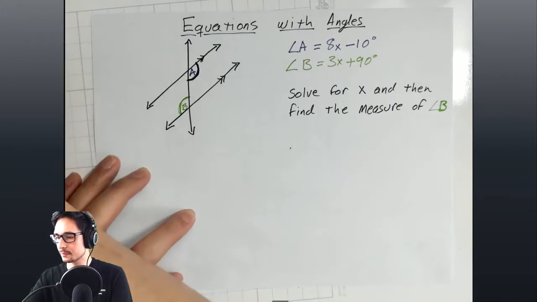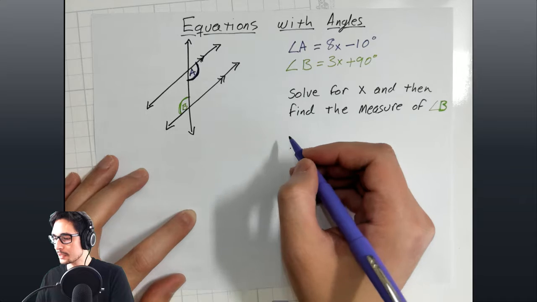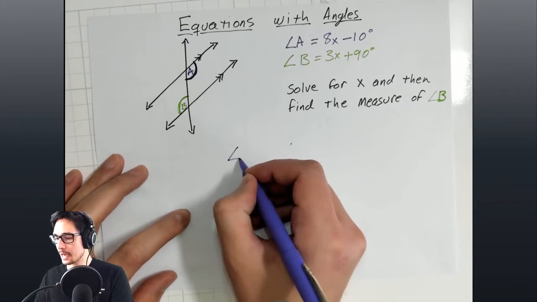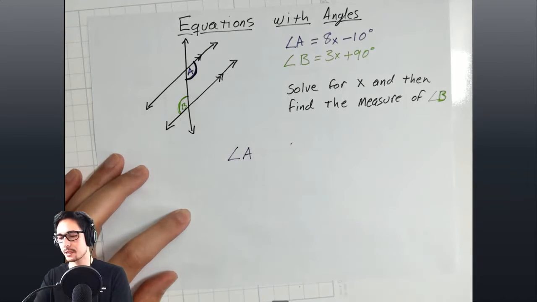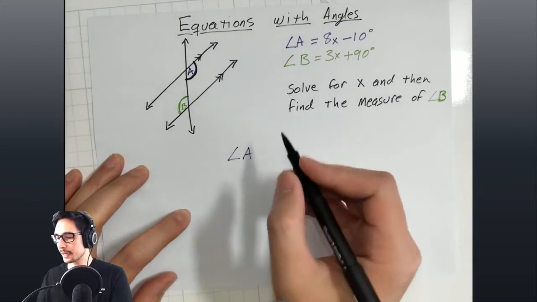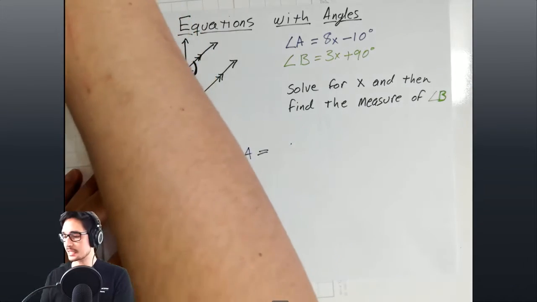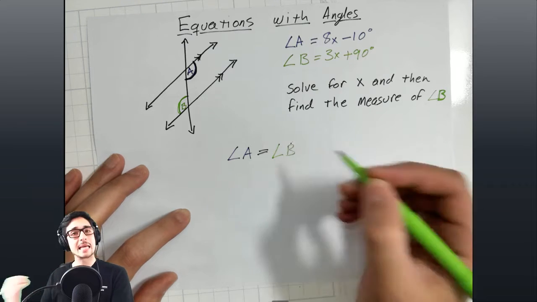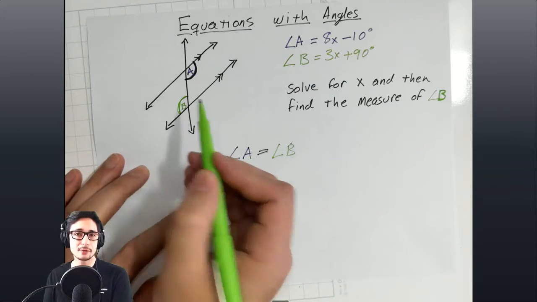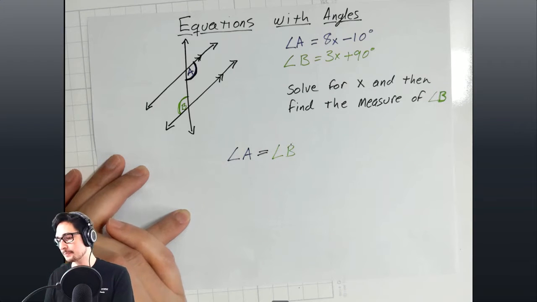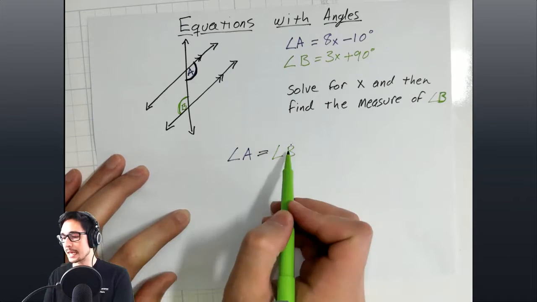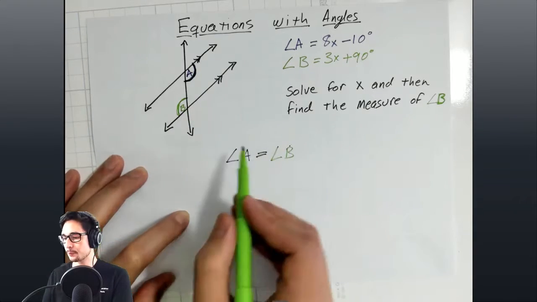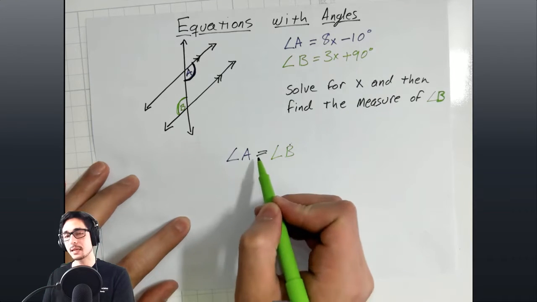Let me draw it out here. Because of that relationship, we know this: angle A, whatever that is in degrees, because they are alternate interior angles, has the same angle measure as angle B. They are exactly the same. So if angle B, for example, was 100 degrees, then angle A would also have to be 100 degrees because they have the same angle measurement. So we can write out angle A equals angle B.